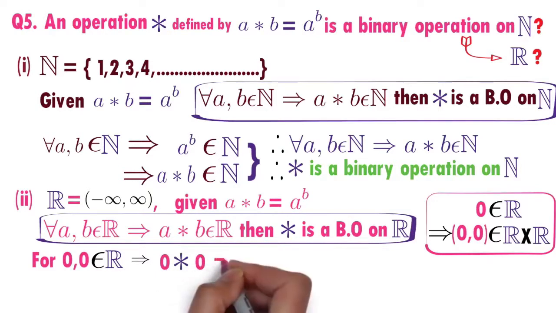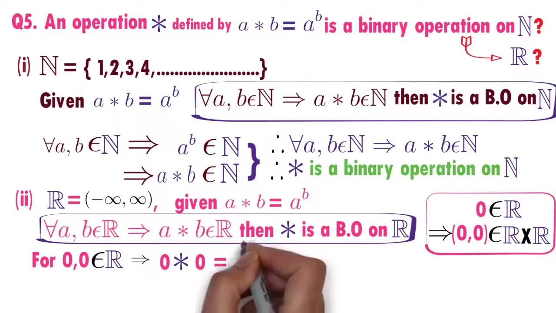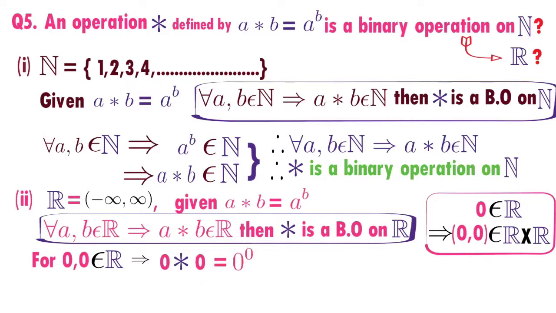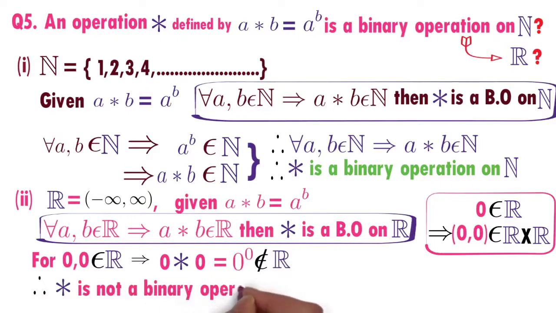How is a star b defined? A power b. What is 0 star 0? That is 0 power 0. What is the value of 0 power 0? 0 power 0 is not defined. Is it a real number? No. 0 power 0 is not a real number. That means it is not true that for every a comma b belongs to R, a star b belongs to R. Therefore, we can conclude that star is not a binary operation on set of real numbers.